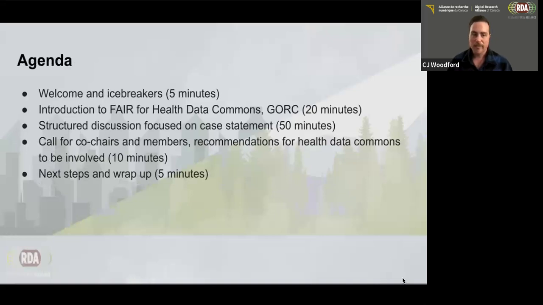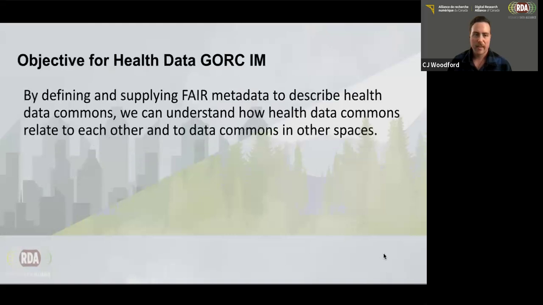So that we're all on the same page. Then we'll talk about the case statement. And lastly, a little bit about the logistics for where we see the group moving forward from the work that Lauren and I have done and the discussion we have today, as well as any recommendations for additional groups that should be involved. All right, so I'll hand it over to Lauren.